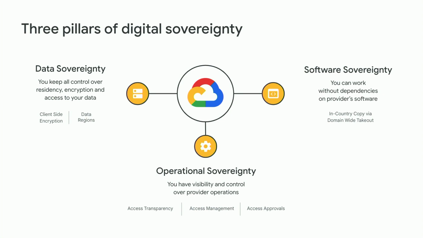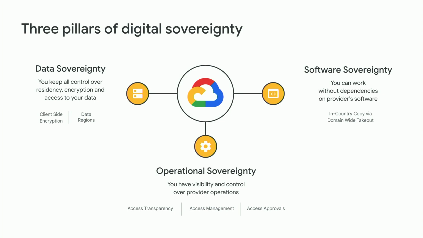At Google Cloud and Google Workspace, we take a differentiated and much more holistic approach to digital sovereignty. We're making differentiated investments to build out sovereign controls that span across three pillars: data sovereignty, software sovereignty, and operational sovereignty. Firstly, data sovereignty ensures that you have complete control over all access to your data and the residency of your data storage and processing. We do this through our client-side encryption and data regions offerings.